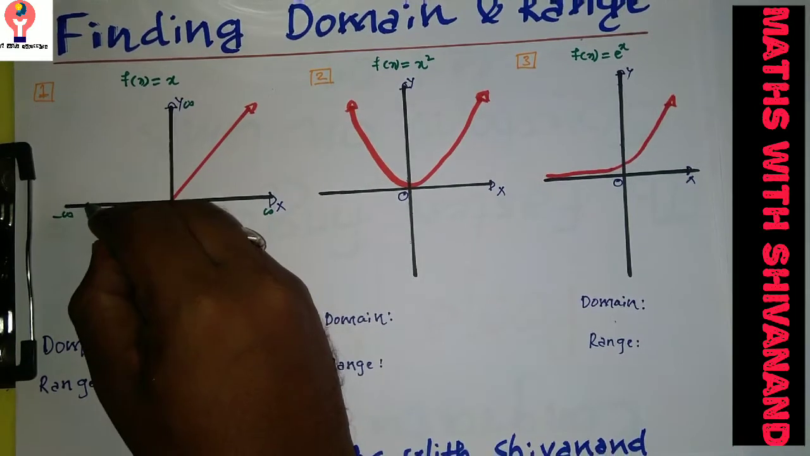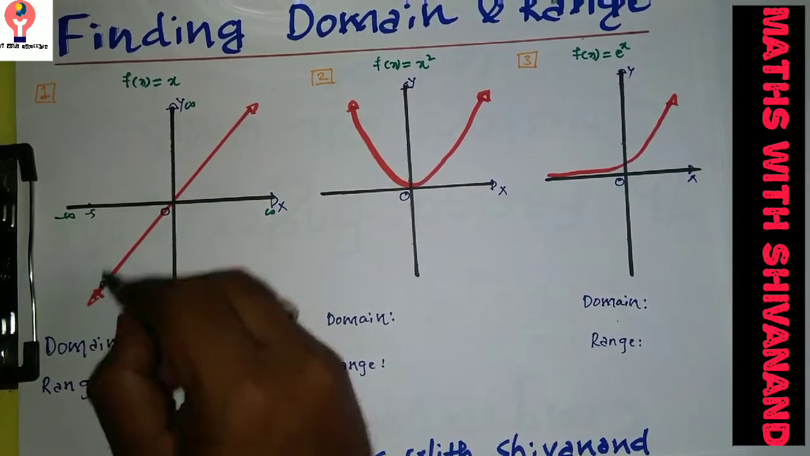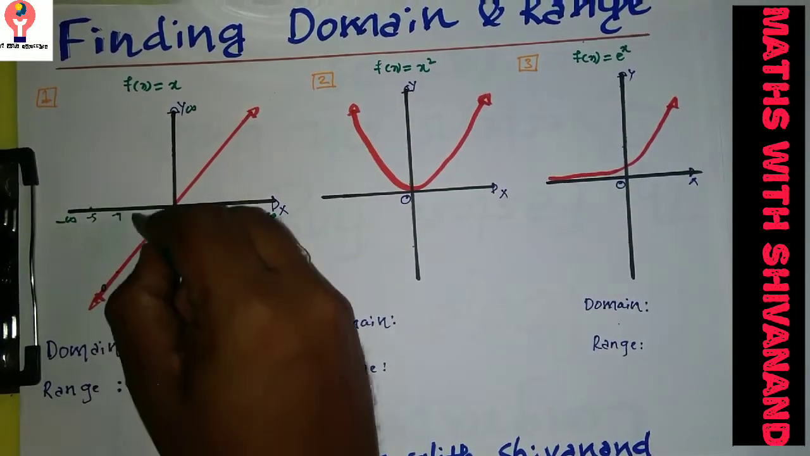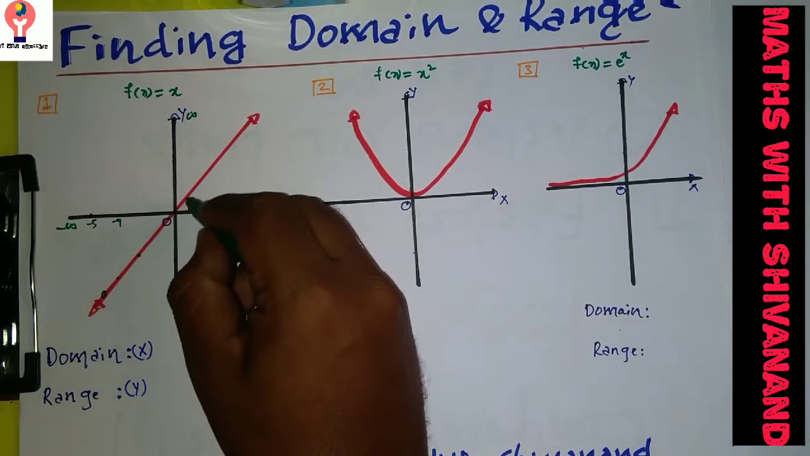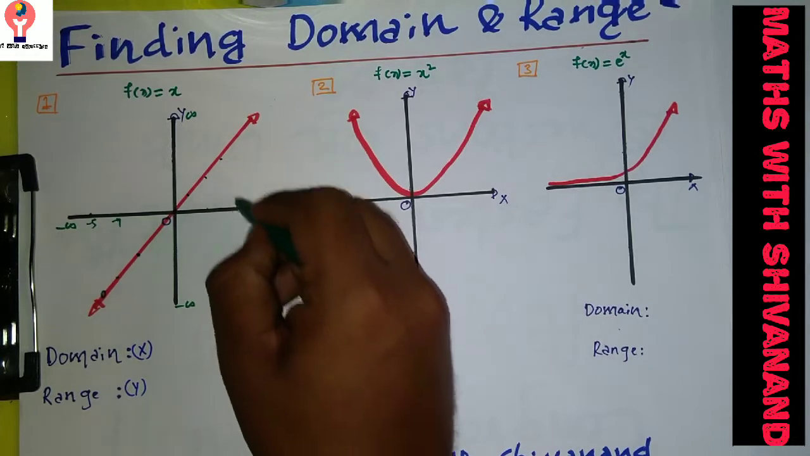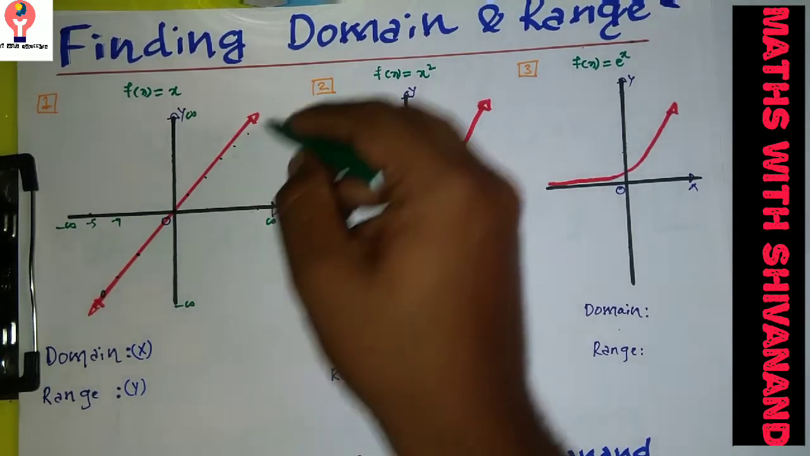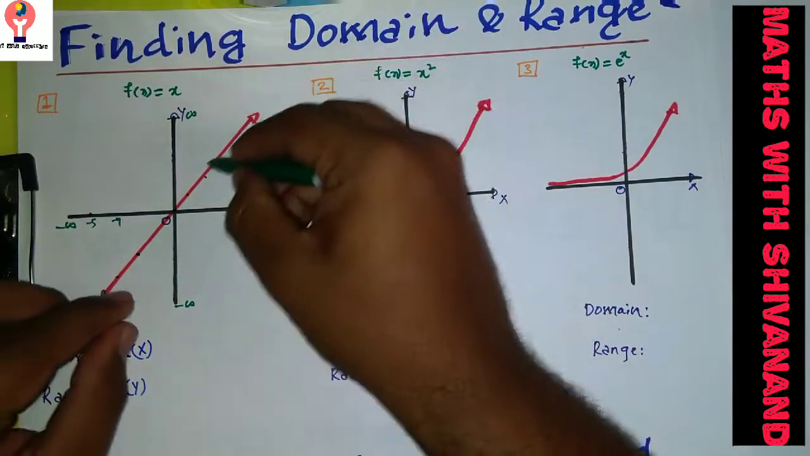For example, say minus 5 is there. For minus 5 also you will have some value. Minus 4 also you will have some value. Minus 3 also you will have a value. For 0 also you have a value here. For 1, for 2, 3, 4, 5 you will have values. This graph is moving towards infinity.